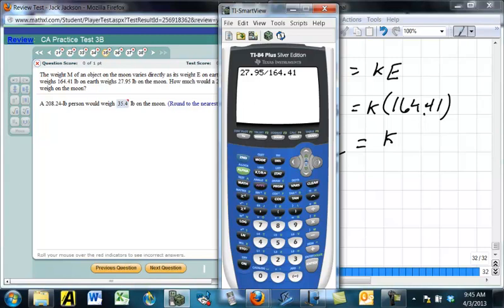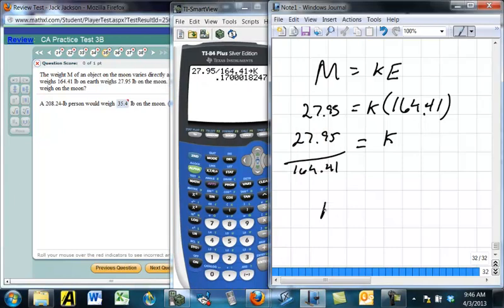Okay. And I'm going to go ahead and just store that as k. So about 0.17. Okay. So that's our k value. And how much would a 208.24 pound person, that's on the Earth, how much would they weigh on the moon? So we're looking for m. So m is this k value that we just have times the 208.24.